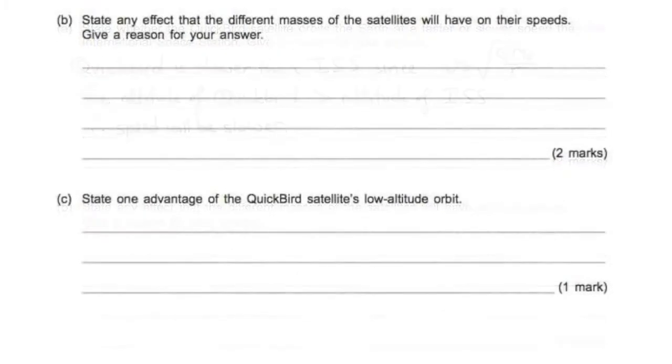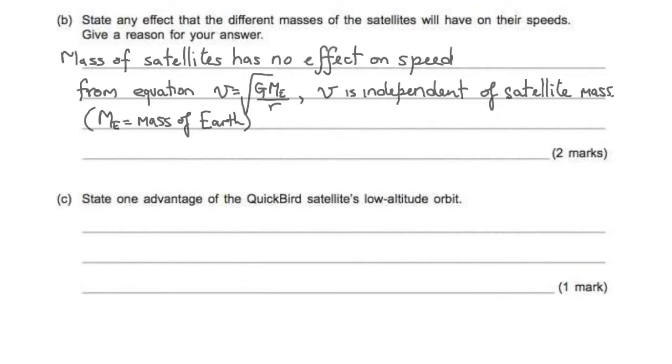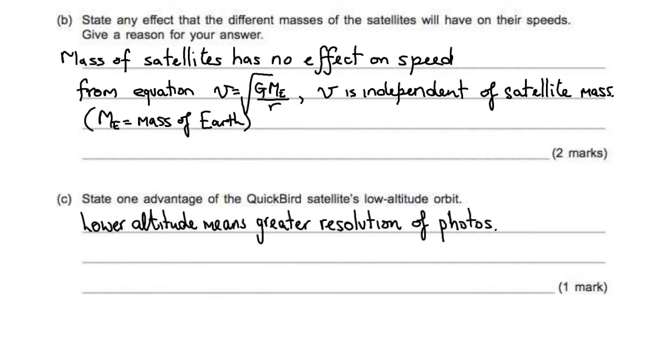The different masses of the satellites are not going to affect the speeds of the satellites, because the speed is dependent on the mass of the Earth, not the mass of the satellite. And finally, one advantage of the QuickBird satellite is that being at a lower altitude, it's going to have greater resolution in its photos.